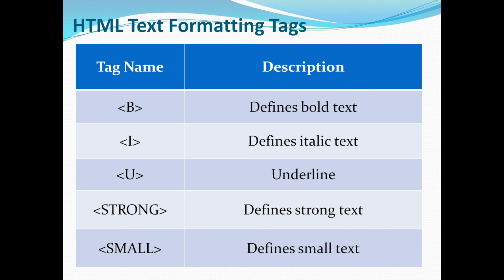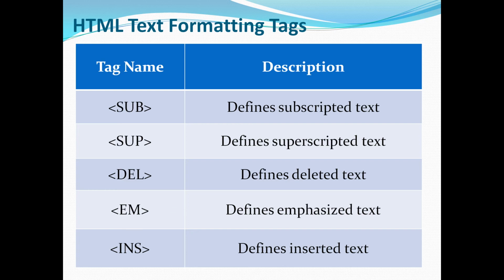B means bold text. If you want to bold the text, we use the B tag. Next, if you want to display the letters in italics, the I tag. If you want to underline your text, the U tag. If you want to display strong text, we can use the strong tag. Then if you want to display the text in small, we can use the small tag.